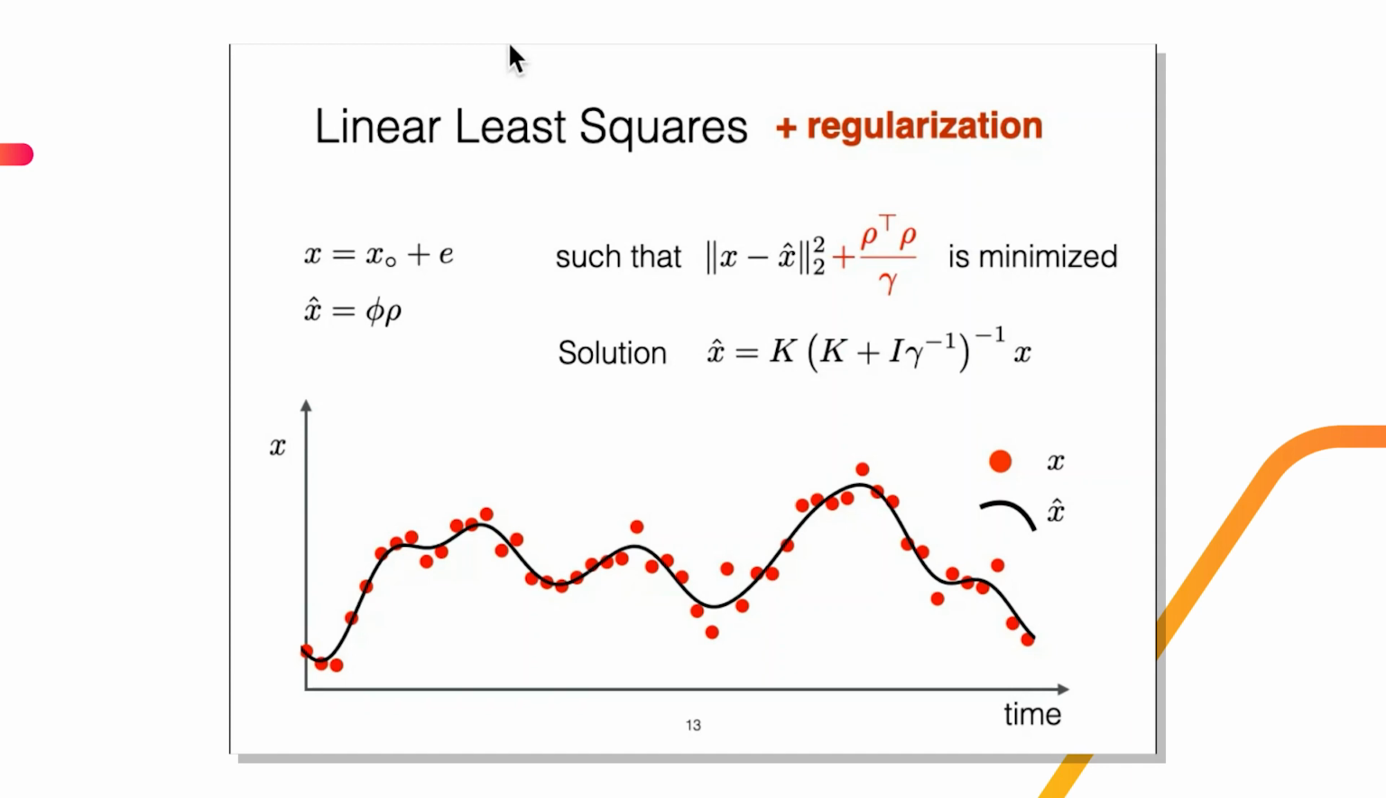So you can ask yourself, what is the point of going to kernel-based regression instead of least squares by using basis functions? And the question is, how do you define a good kernel?